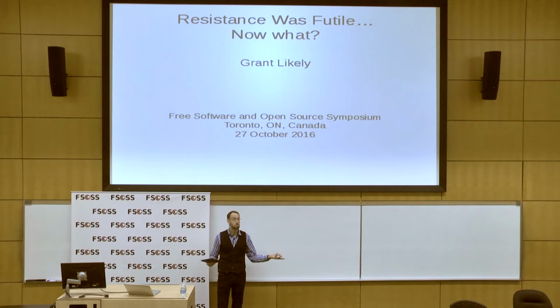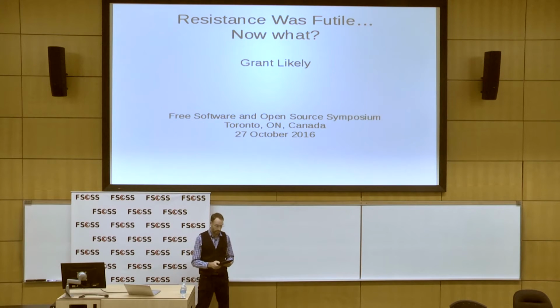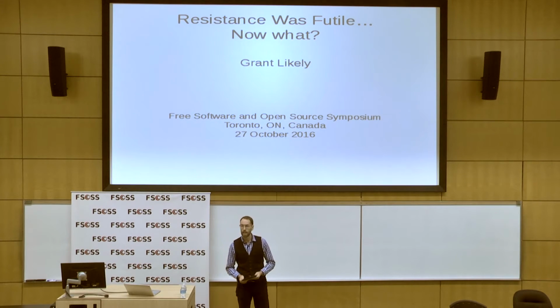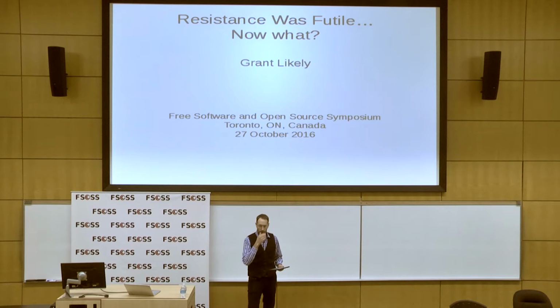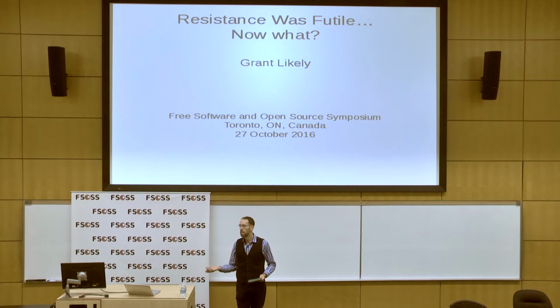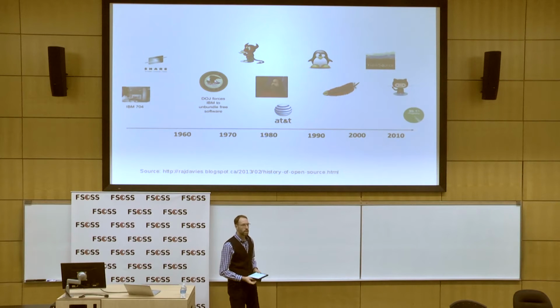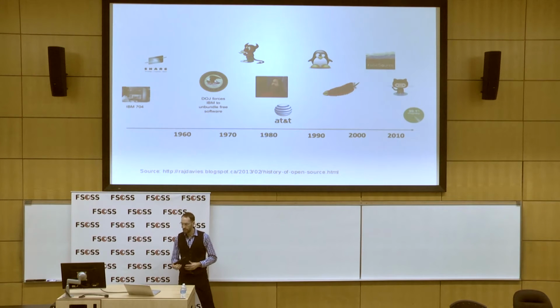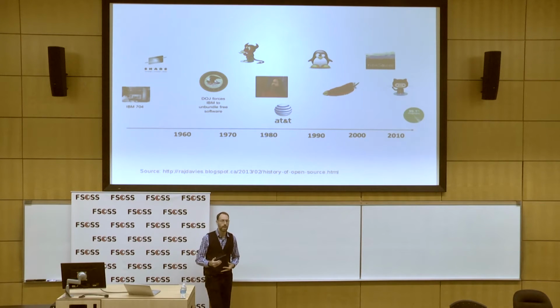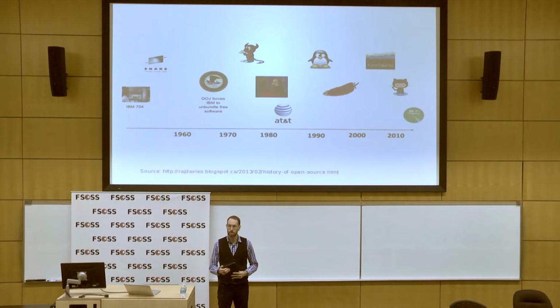Now what? I'd like to take an attempt at answering that question. But I feel like answering "now what" is really hard to do without first talking about "resistance was futile." What does that mean? Well, to start with, why don't we take a very quick tour of the history of open source. I found this timeline on a blog. One of the Red Hat product managers had put this together, but I had already been thinking in these terms.